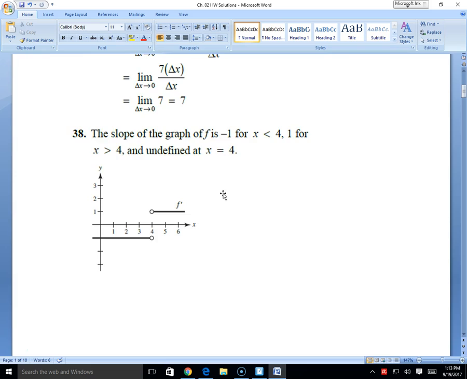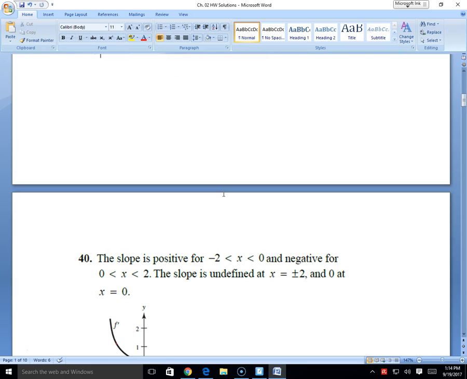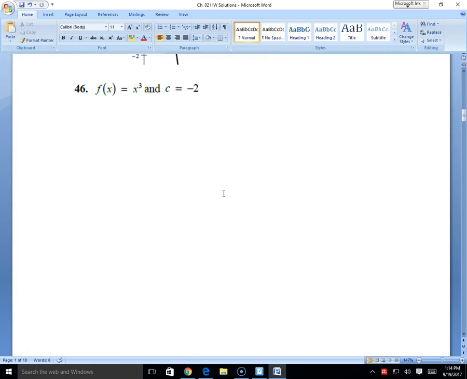Number 38, we'll come back to. That's the weird graphing stuff, right? Number 40, we'll come back to too. That's the weird graphing stuff. Number 46 was super short. Oh yeah, you were going backwards, right? Yeah. Is it that one?